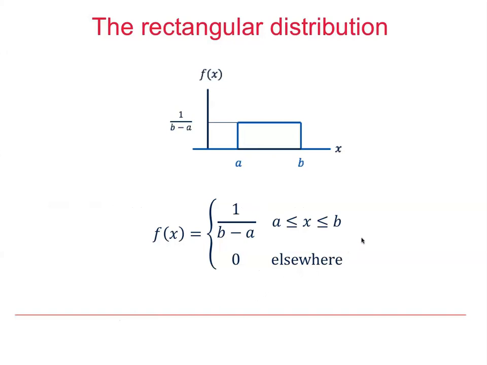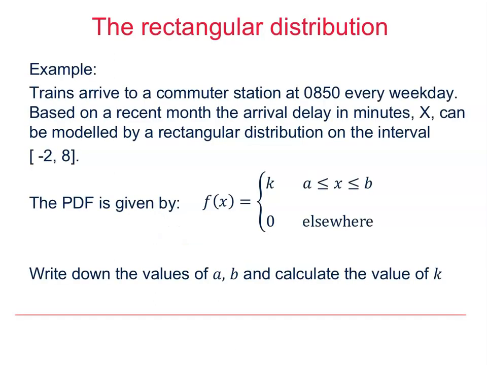The PDF can therefore be written in this alternative form, where instead of k we show this fraction here to represent the probability density. Please pause the video to read the example and work out the answers for a, b and k.